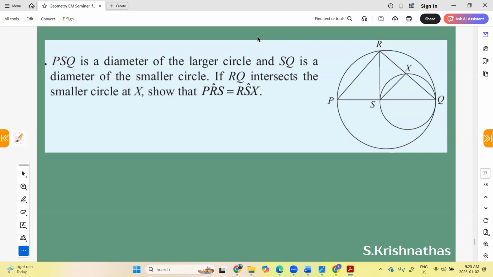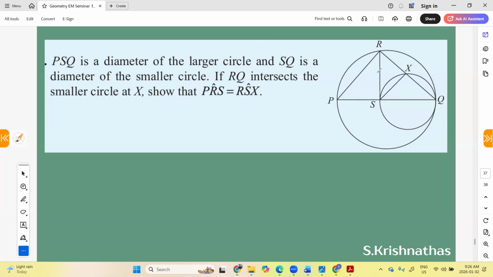How many students got this answer? How many students have the idea? Click the raise hand button. How many students have that idea? Click the raise hand button. Right, Sudisha.